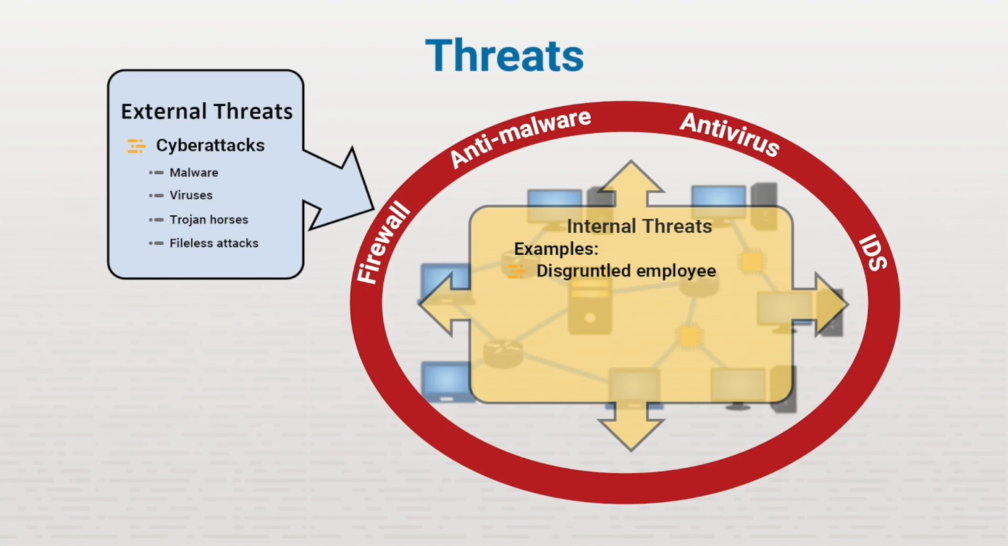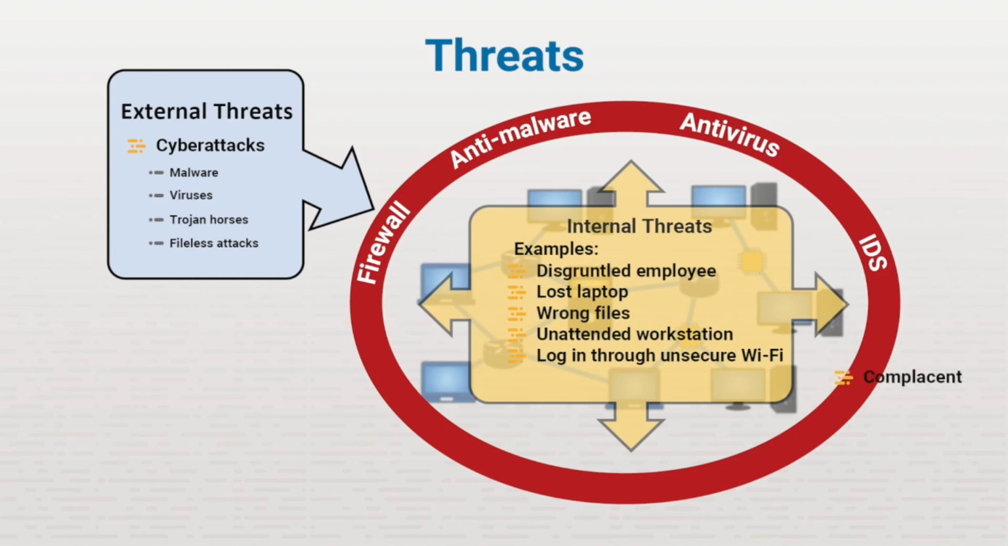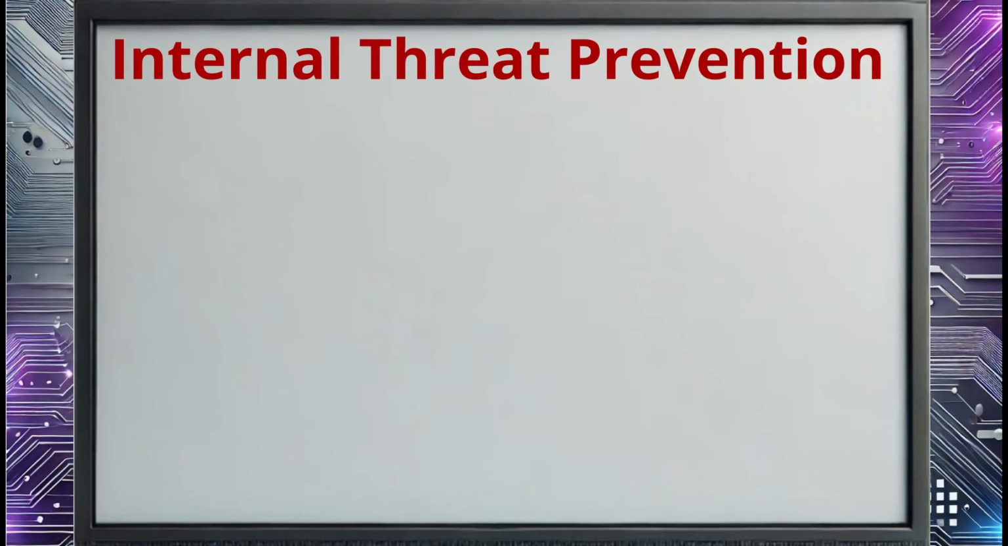For example, an employee could lose a company laptop, attach wrong files, leave their computer unattended when logged in, or log into a secure network from a public Wi-Fi connection. Some employees are simply complacent about security matters and don't do things like create new passwords. Many external threats also have an internal element, such as a phishing attack where someone within the network clicks on a malicious link sent in an email, or when an attacker takes advantage of an insider's lack of awareness.